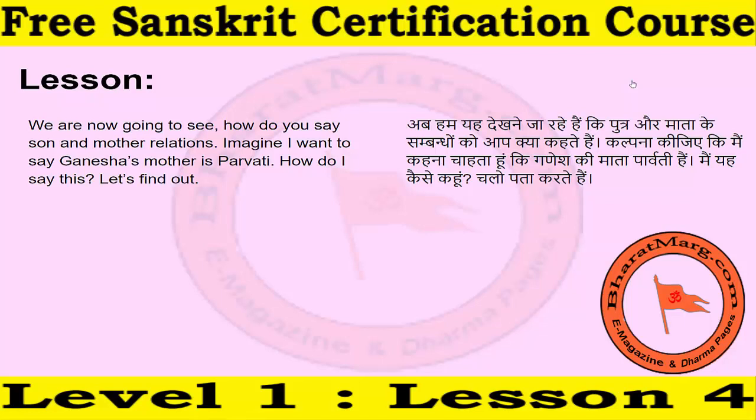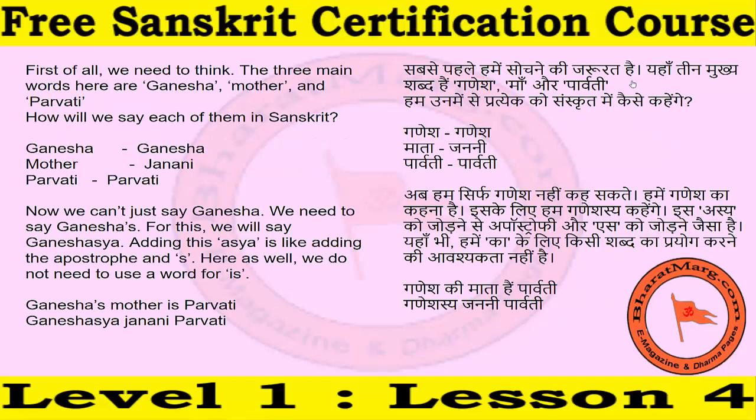We are now going to see how do you say son and mother relationship. Imagine I want to say Ganesha's mother is Parvati. How do I say this? Let's find out. First of all, we need to think. The three main words here are Ganesha, mother and Parvati. How will we say each of them in Sanskrit? Ganesha will be said as Ganesha, mother is Janani, Parvati is Parvati. Now we can't just say Ganesha, we need to say Ganesha's. For this we will say Ganeshasya. Adding the sya is like adding the apostrophe S like we learned in the previous examples. And it's the same thing here as well, we don't need to use a word for is. Ganesha's mother is Parvati. Ganeshasya Janani Parvati.